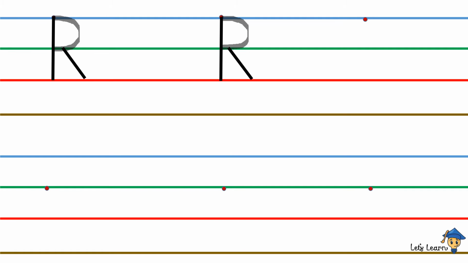Let's write it again. Go back on top, make a straight line. Now go back on top, make a curve, and a line on the right. That's nice. Now let's try to write lowercase r. To write lowercase r, we are going to make a straight line within the middle 2 lines. Make a straight line. Now from the bottom, go up and make a curve.